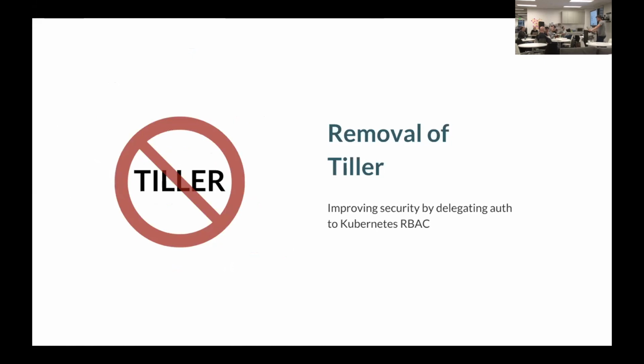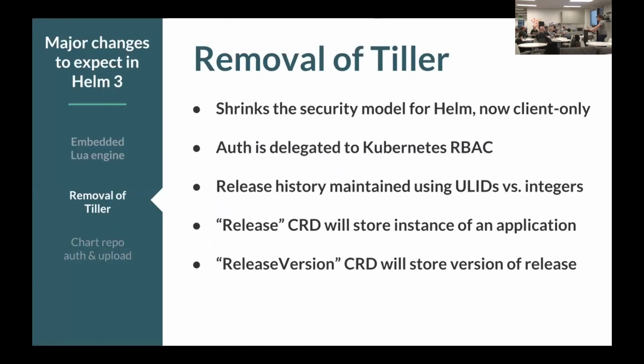So the next thing is the removal of tiller. The removal of tiller is basically shrinking the security model for Helm, because right now it's a client-side CLI and a server-side server that basically manages where to create resources. So now, because that's gone, you're leaving the authentication and authorization up to Kubernetes itself.